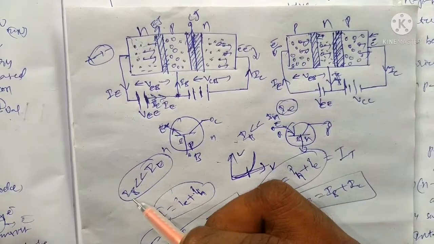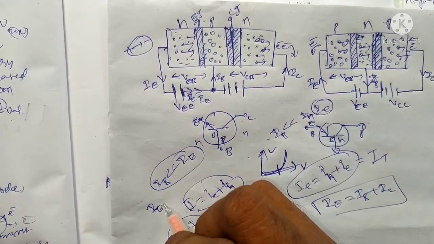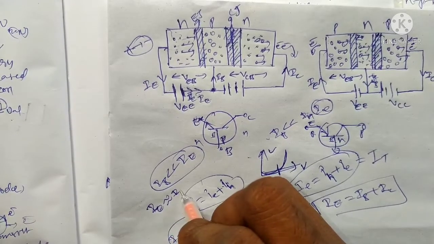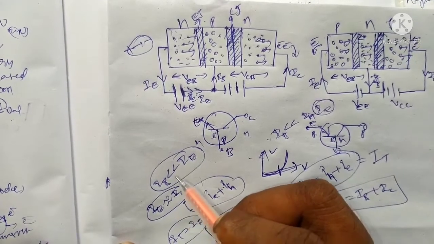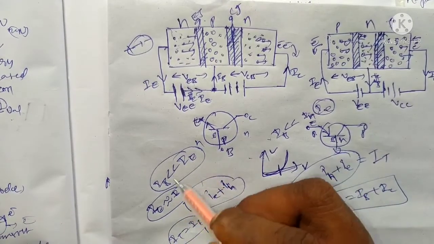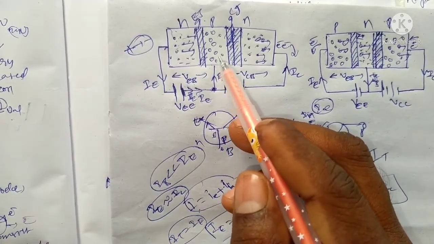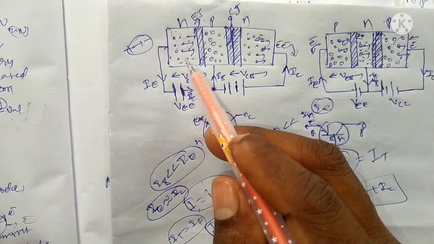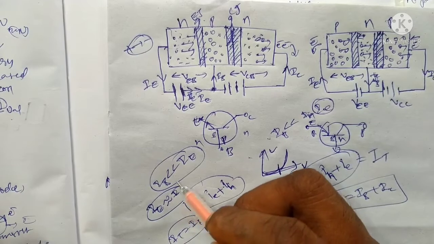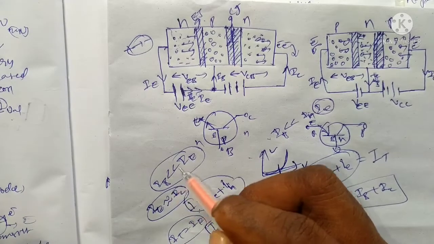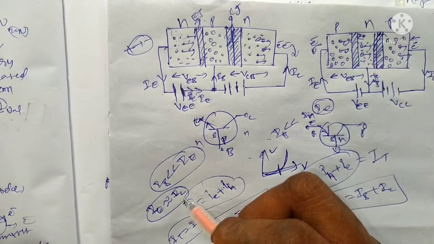Now the base current is very small compared to the emitter current. Like this, the collector current is approximately equal to the emitter current, because the base current is very small compared to the emitter current. The base is a lightly doped material, because it has fewer charge carriers compared to the emitter and collector.